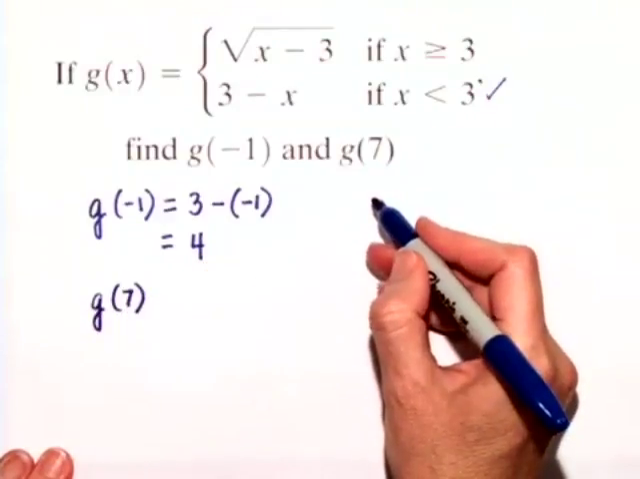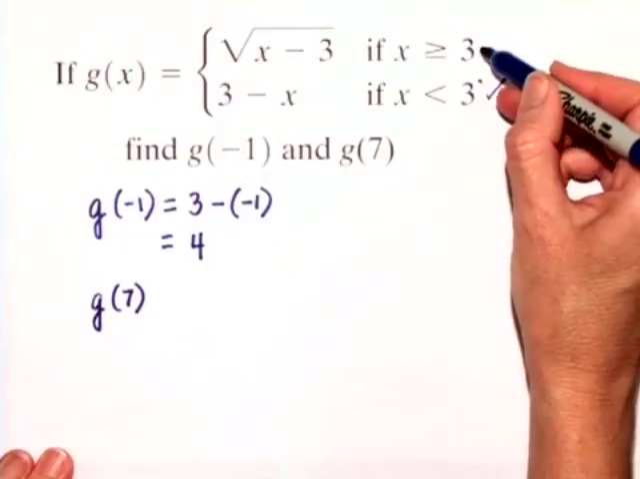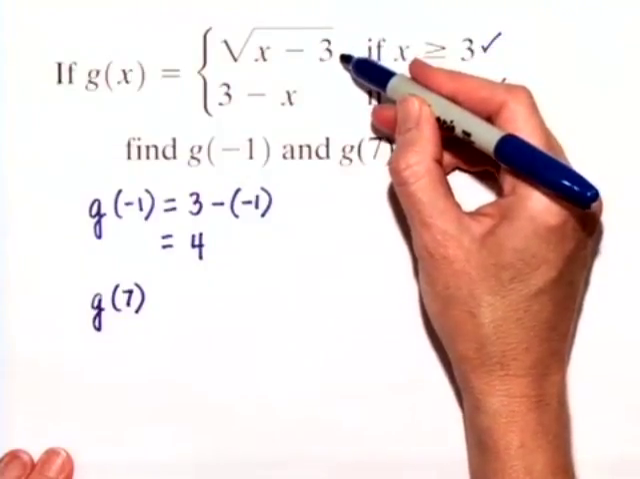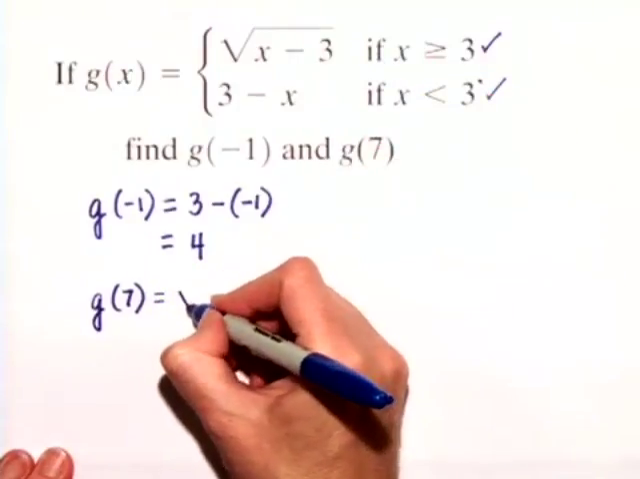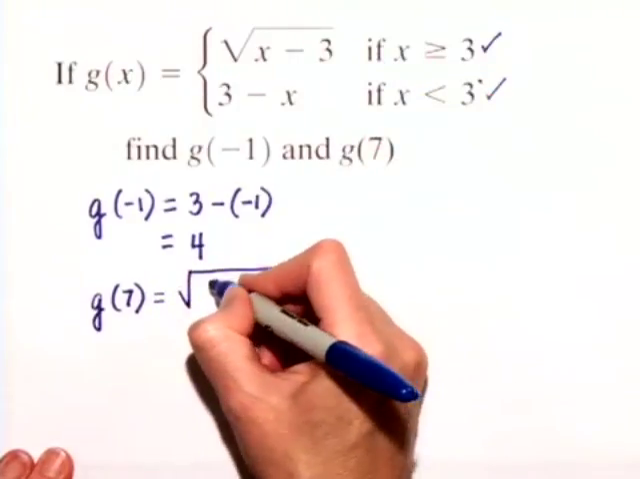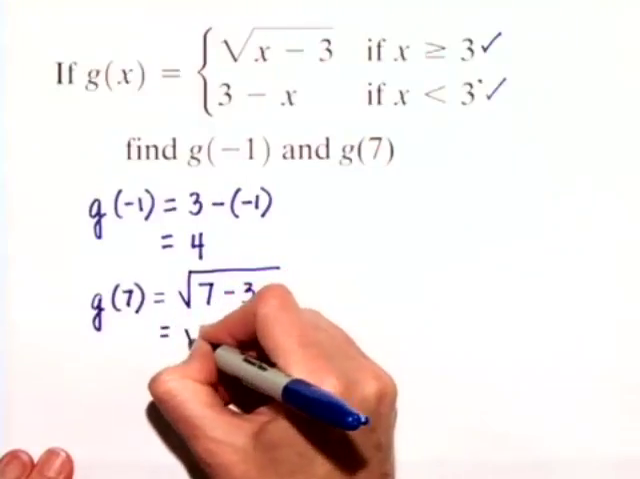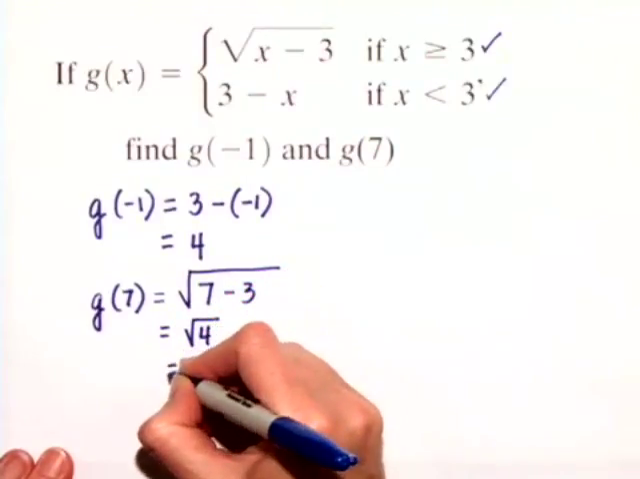Well, since 7 is a value that is greater than or equal to 3, we'll use this first function. g of 7 is going to equal the square root of, we'll substitute 7 in for x, 7 minus 3, which is just the square root of 4, or 2.